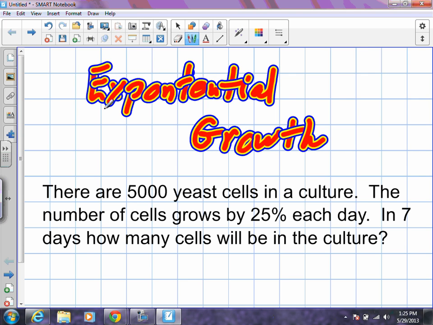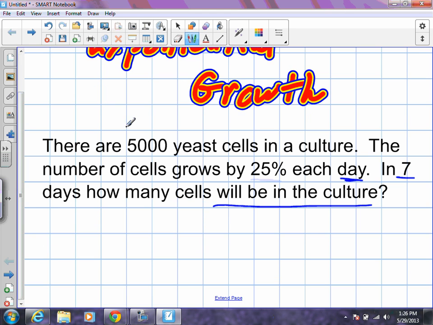We're going to be going over exponential growth. So we've been given a problem here. It says that there are 5,000 yeast cells in a culture. The number of cells grows by 25% every single day. And the question asks us, in 7 days, how many cells will be in the culture?